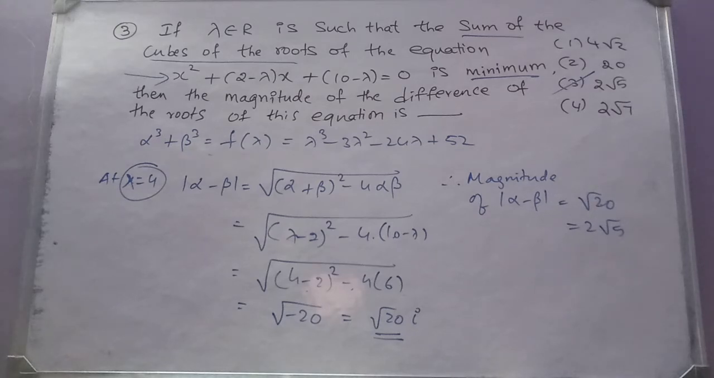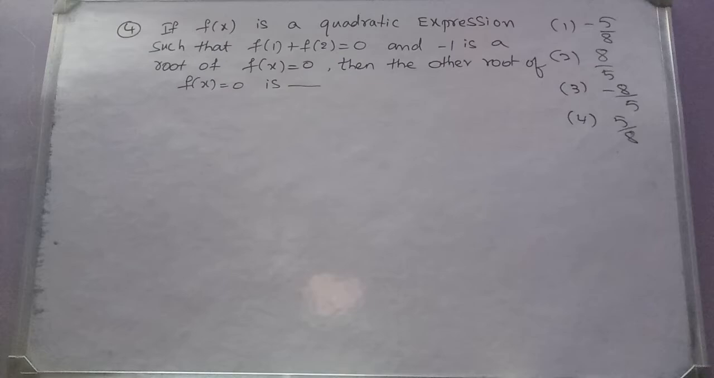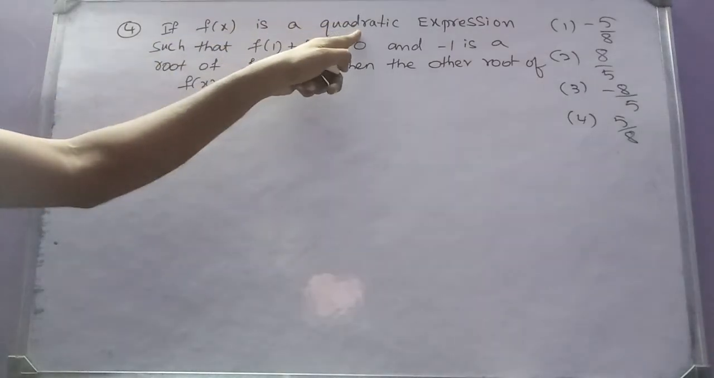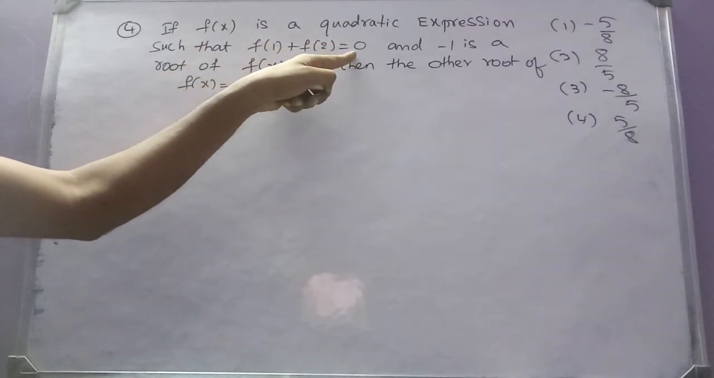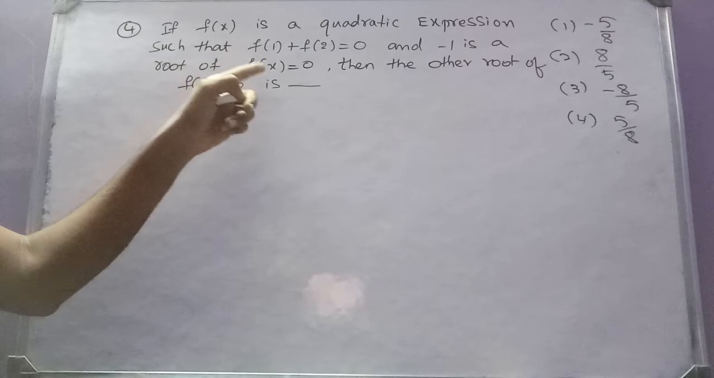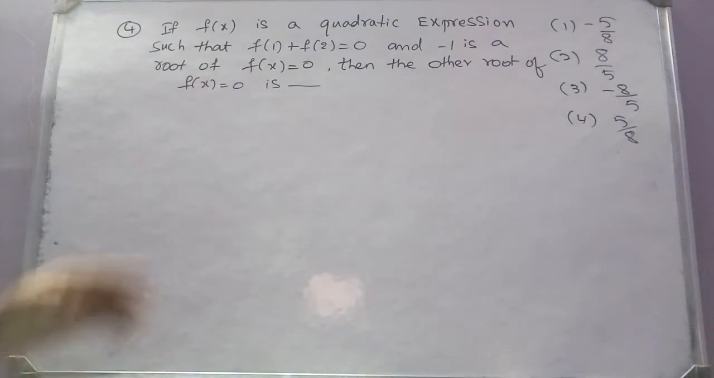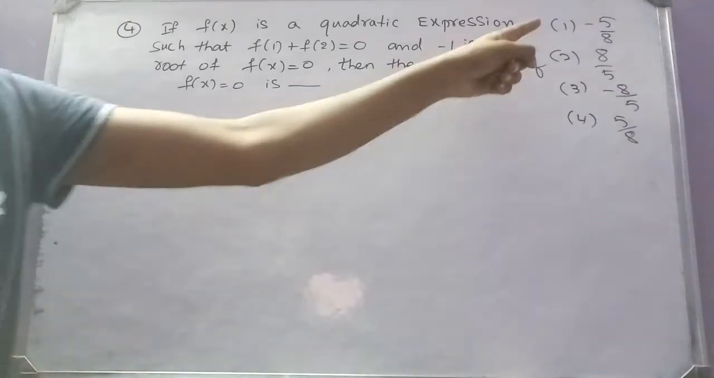Right. We'll go to the next question. Here is our next question. If f of x is a quadratic expression such that f of 1 plus f of 2 is equal to 0 and minus 1 is a root of f of x equal to 0, then the other root of f of x is equal to 0 is? Very easy question. And here are the 4 options.